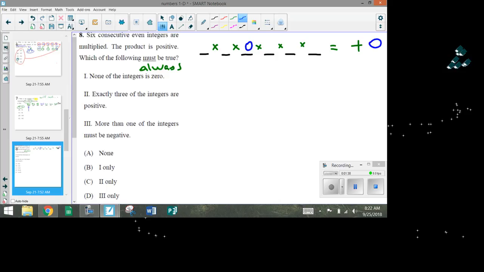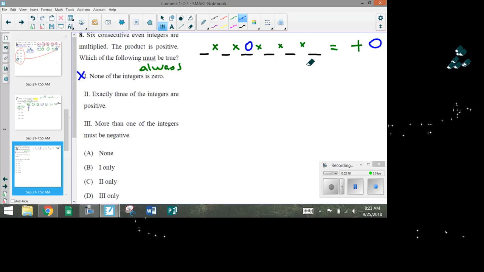Is 0 positive? Is 0 negative? Which one? 0 is neither positive nor negative. So 0 is 0. That's why this is not correct. Actually, this is correct, right? Because if one of them is 0, in that case, the result is not going to be positive.